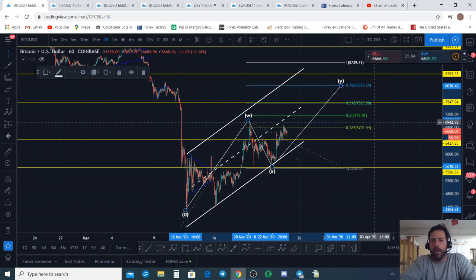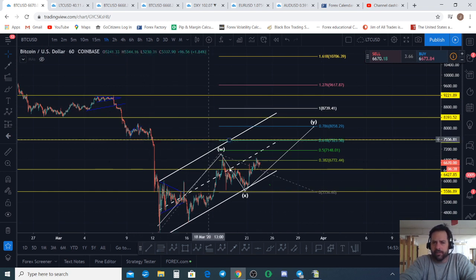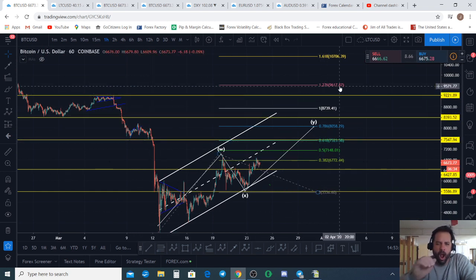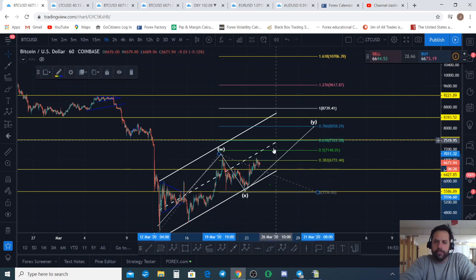Okay. So we could come to the 786 at 80.58. 87.39 would be the one-to-one extension. If it gets really, really bullish, or at least a really big push, we could come up here to the $9,600 region at the 127. Again, that's only if we go up here from this direction.